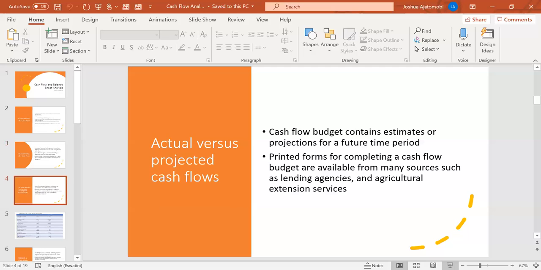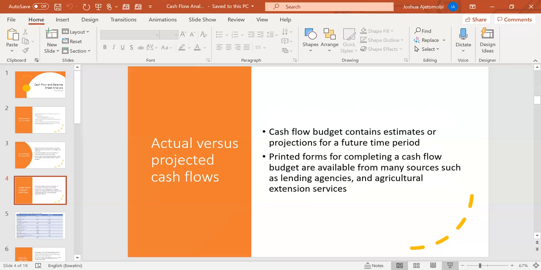So a cash flow budget contains estimates or projections for a future time period. So you have the estimates, then you project. And there are so many printed forms for completing the cash flow. You can get some of these printed forms from any of these financial institutions around us, or you can even Google and see a lot of templates that are being used. But almost all the lending agencies actually have a cash flow budget form.